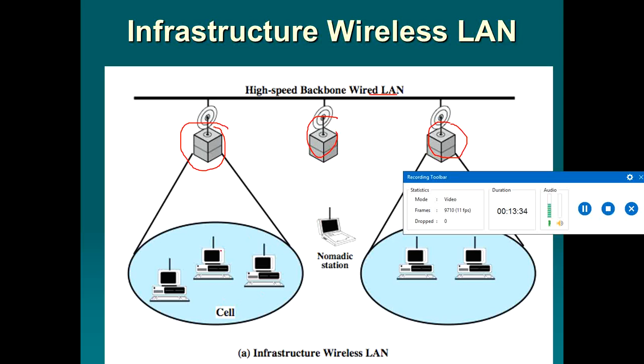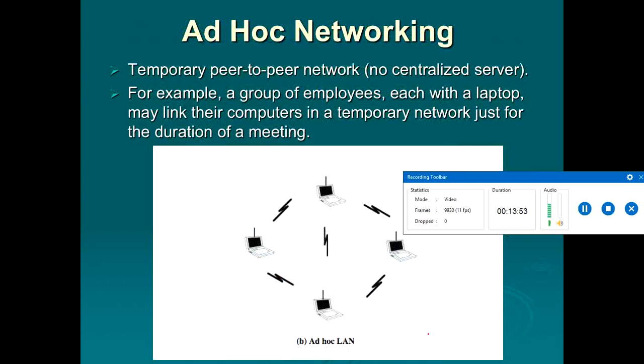Now if my system is in the range of this router, then only I can connect to the internet. So if my station, for example, my system goes somewhere over here, I cannot connect to this router because the transmission range is not that much. Whereas in case of ad hoc networks, if you see this figure, there is no infrastructure or centralized server. So there is no infrastructure required for the ad hoc network.